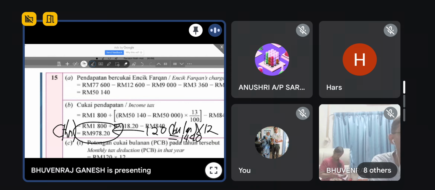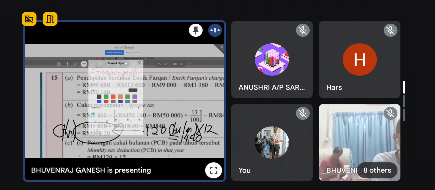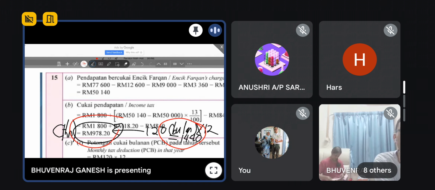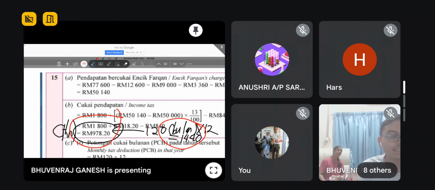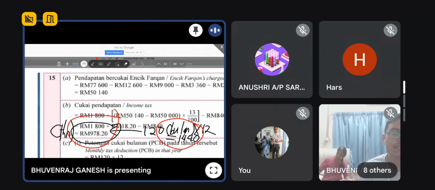1440. Okay, guys. So you compare the values here. This is PCB. This is income tax. So what will happen? Apa akan jadi? Adakah kamu akan bayar balik atau terima wang? Which one? Do you get refund or you have to pay tax to the LHDN? Mana satu? Anyone? Do we pay the tax or do we get back?